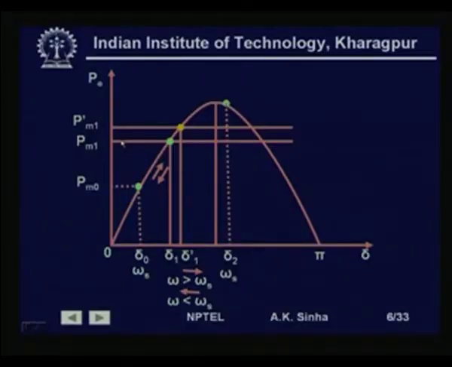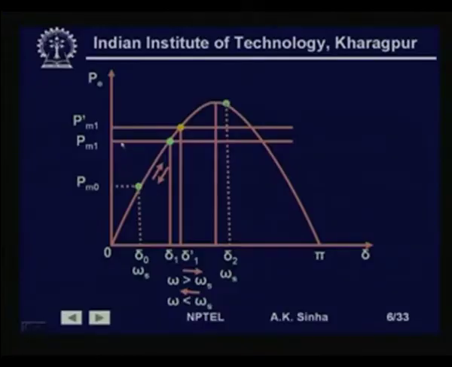Here we see that for a particular amount of change in the mechanical input, the system is stable, whereas for a different amount of mechanical input change, the system may become unstable, and that is why we say that the stability of the system depends not only on the operating point, but also on the magnitude of the disturbance that takes place. The same situation we could have seen if we had started at this point: an equal amount of change in mechanical input would have made the system unstable, because we would have got accelerating power available all the time and we would have crossed this point very easily.